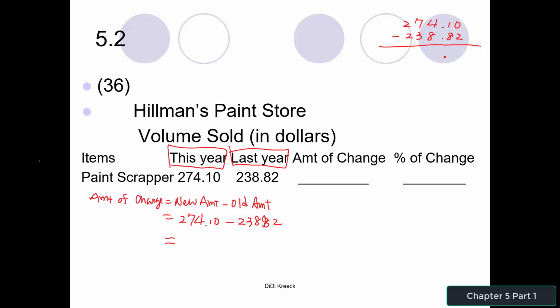So here, 0 minus 2, not enough. I'm going to borrow 1. So 10 minus 2 is 8. 0 minus 8, not enough, borrowing 1. 10 minus 8 is 2. And then 3 minus 8, not enough, borrowing 1. 13 minus 8 is 5. 6 minus 3 is 3. 2 minus 2 is 0. So my amount of change will be 35.28. If there's a negative difference, you have to place the negative sign, but we have a positive difference. So this is a sales increase.